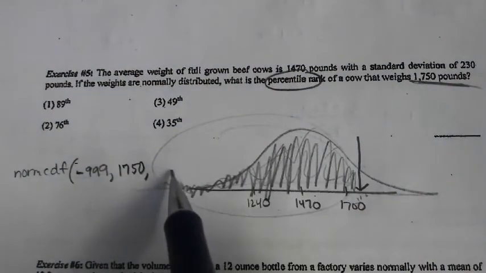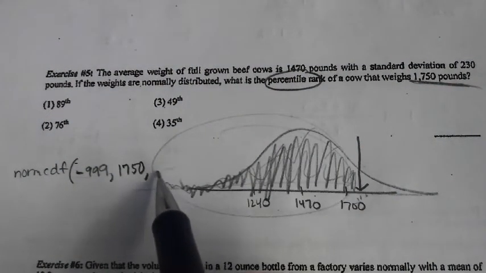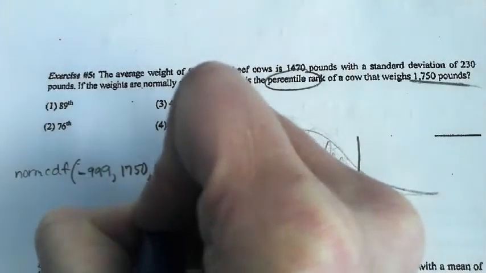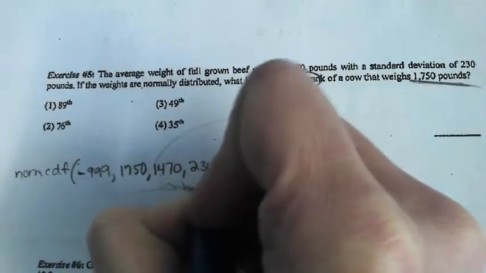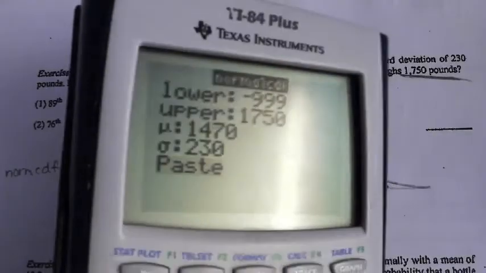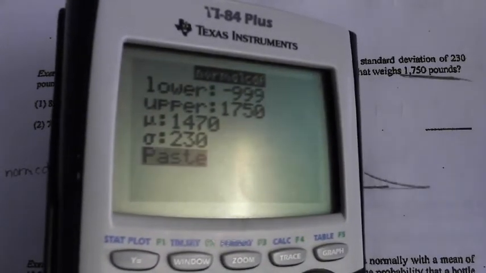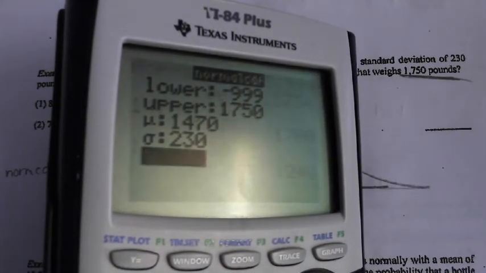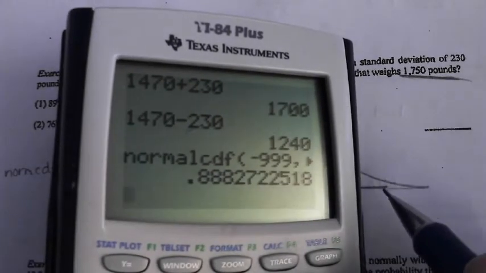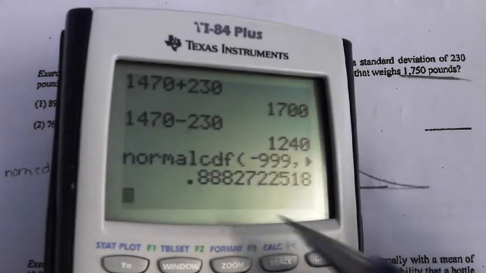Isaiah, what comes next? The mean. The mean actually comes first. Yep. 1470 and then the 230. So go ahead and type that in. 999, 1750, 1470, 230. Lydia. Because you can't be lower than 0.